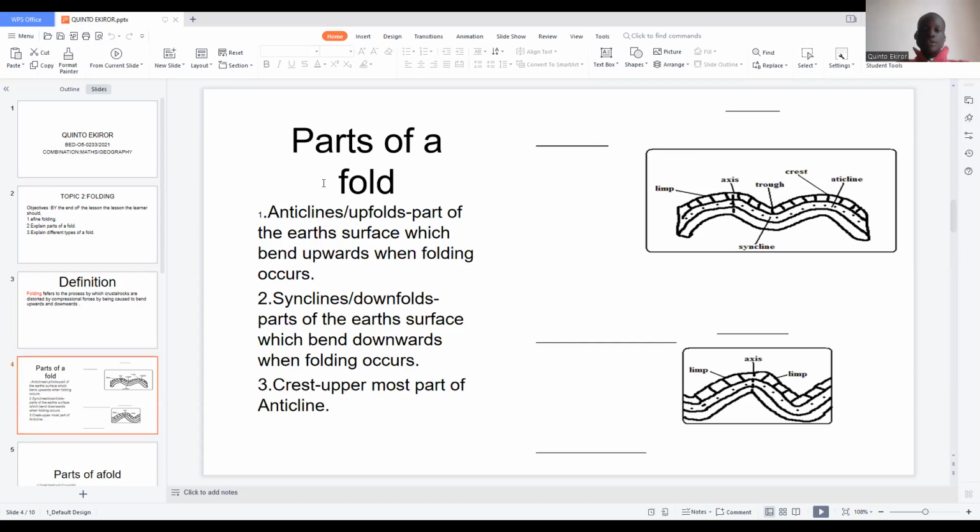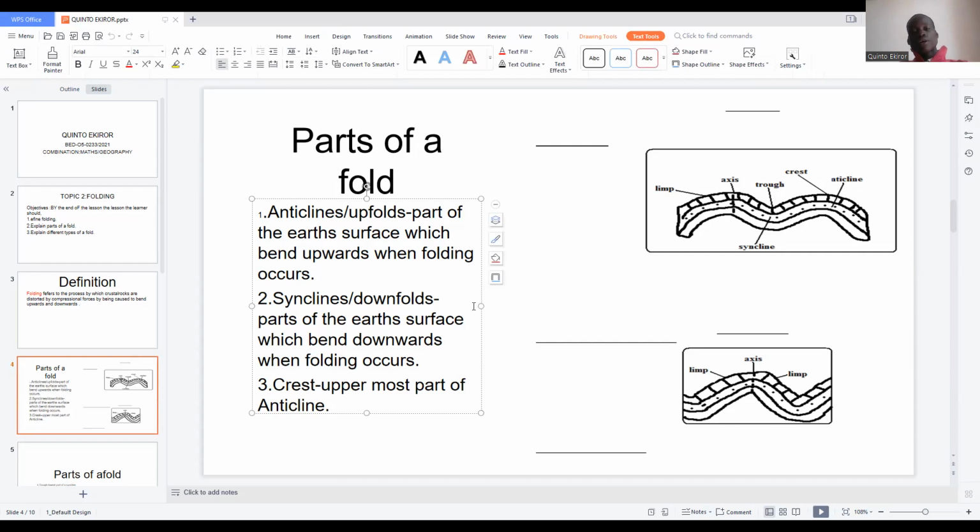Parts of a fold. We have anticlines. This is the anticline, this one. Have you seen? This part is an anticline. Anticlines or upfolds are parts of the earth surface which bend upwards when folding occurs. It means when folding occurs, the part that bends upwards during this process is the one referred to as anticlines or upfolds. Understood?